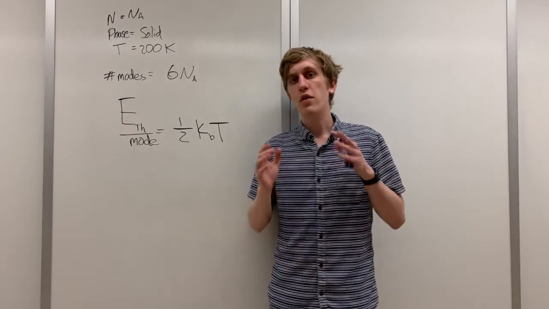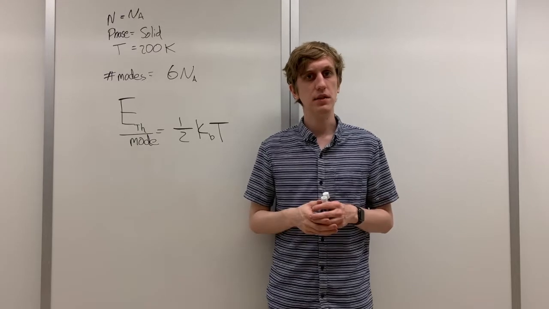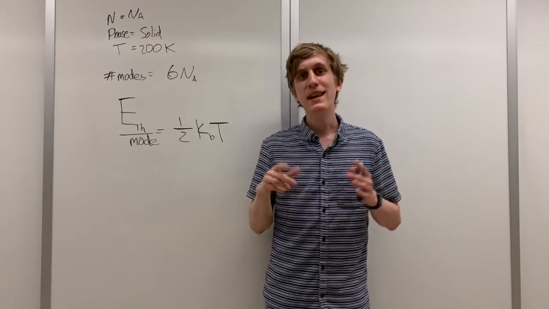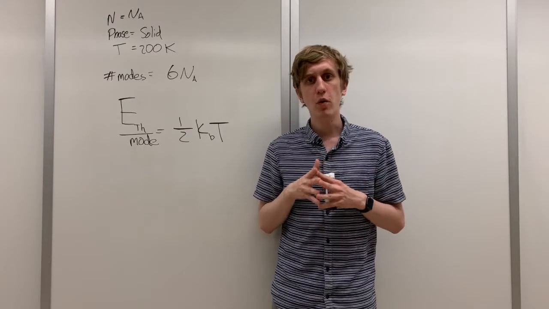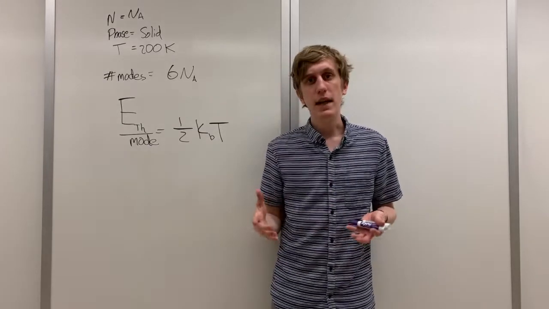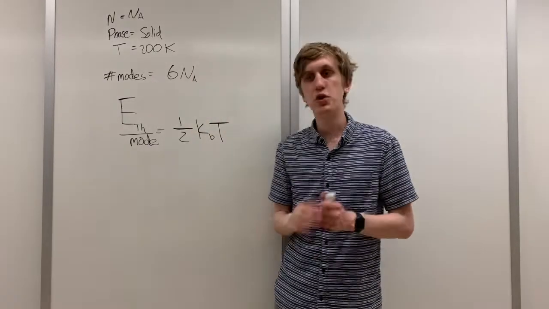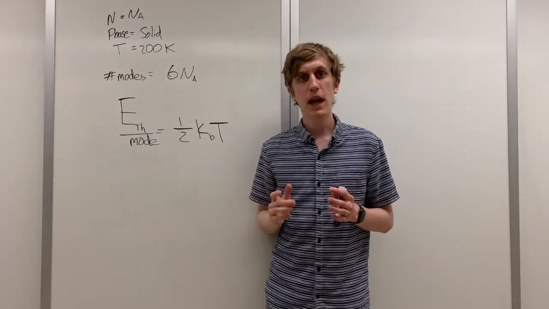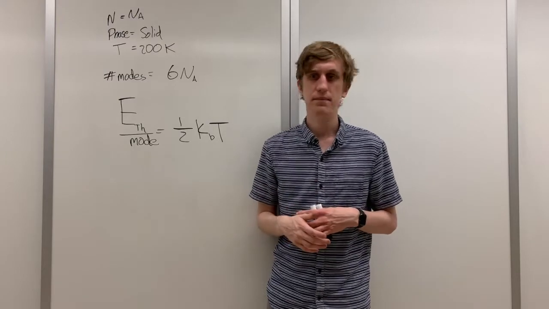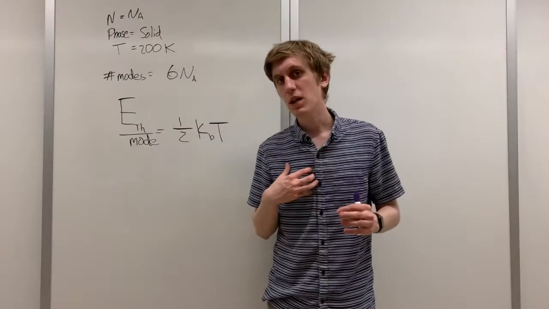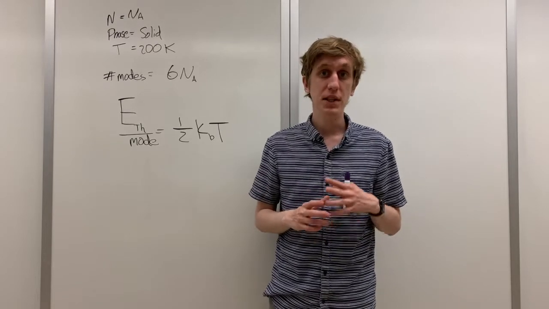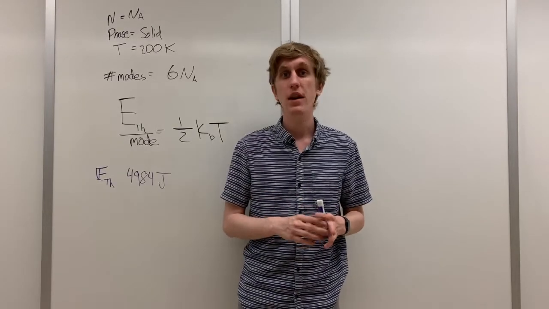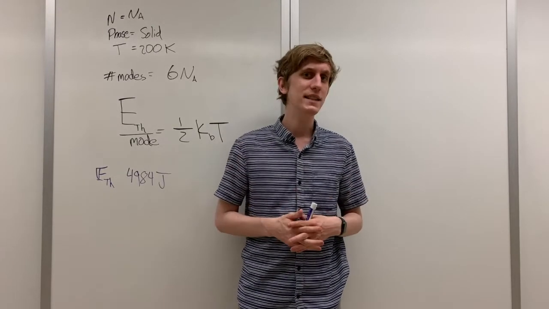But we want to know the total thermal energy in the substance. Well, to find this, we just have to multiply the number of modes by the amount of thermal energy in each mode. That number is given by this. We know the temperature, it's 200 Kelvin. So all we have to do is plug in 200 Kelvin here and multiply by the number of modes, and we'll get our answer. When I plug these numbers in, I get 4,984 joules. When you have a solid or a liquid, the number of modes per particle will always be 6.